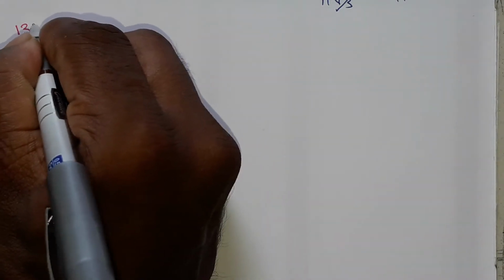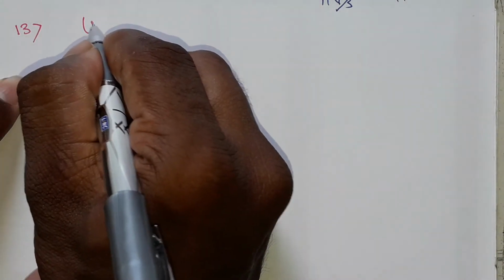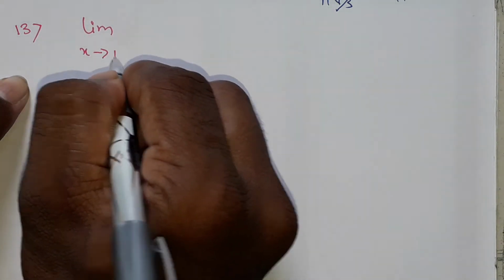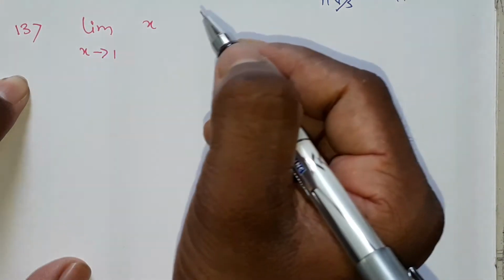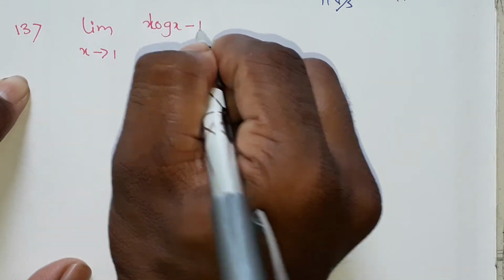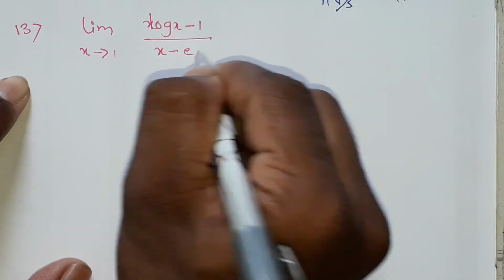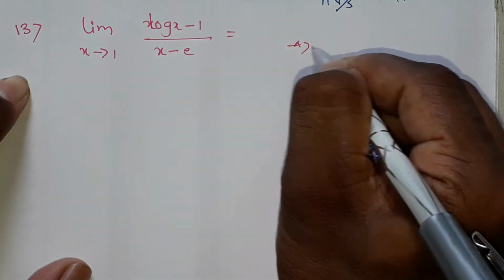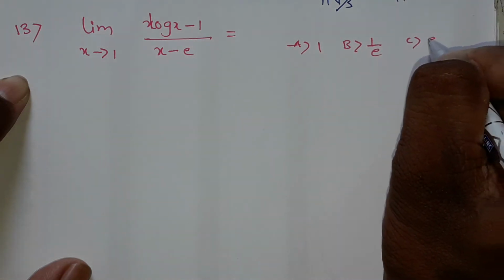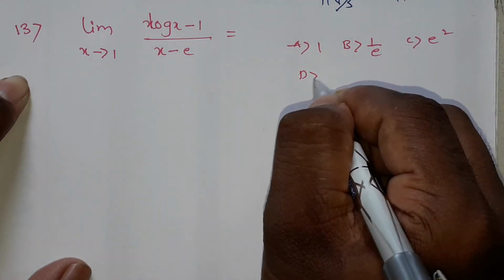13th one. Limit x extends to e, (log x minus 1) by (x minus e). Option A is 1, option B is 1 by e, option C is e square, option D is e.